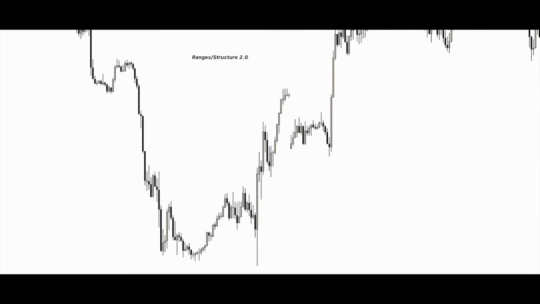Today we are going to talk about ranges and structure 2.0. This is going to be a part 2 of the first Roguefx trading course. There's nothing new to learn here. We're pretty much going to be going over the same topics, the same concepts, the same ideals, of course, in a more advanced or technical aspect.